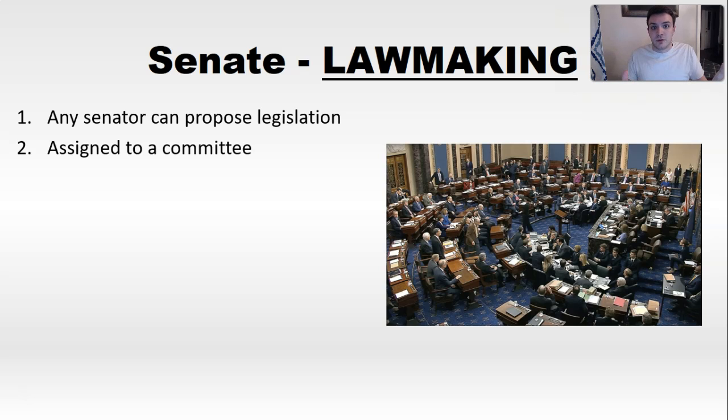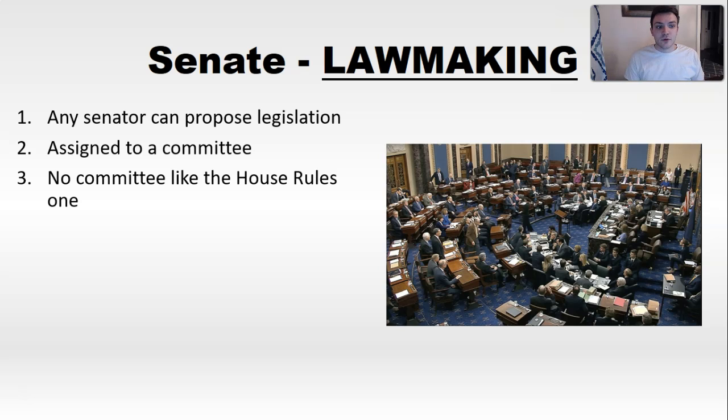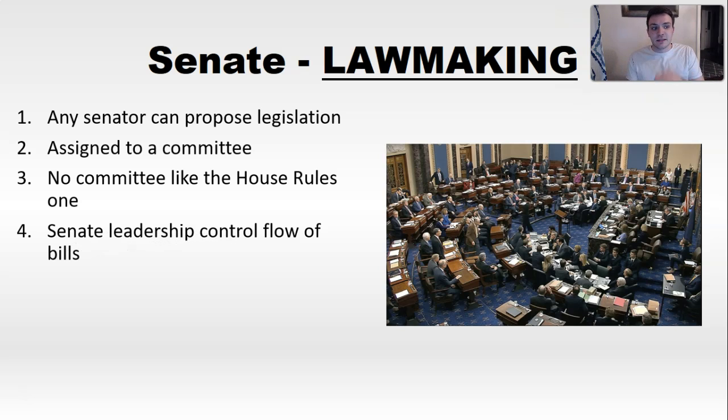Okay. However, unlike the House, there is no House Rules Committee. There's nothing like it within the Senate. Remember, the House Rules Committee was the quote-unquote final committee in the House, and it had the duty of deciding whether or not a bill would go forward or die. Okay. That does not exist to help control the flow of bills within the Senate. So rather, it's up to the Senate leadership to really control the flow of bills.